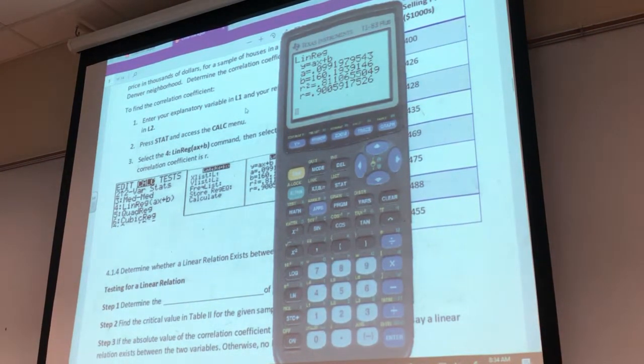If you're in the middle of a test and you don't have an R and an R squared, let me know and I can get it back for you. But our R for this one is going to be 0.901.